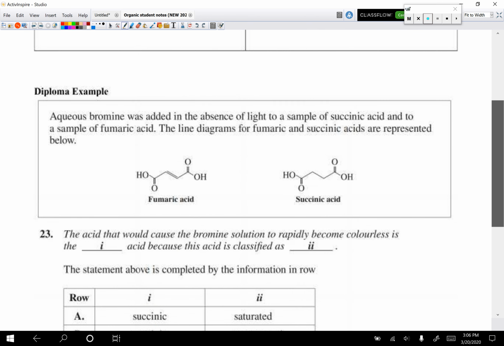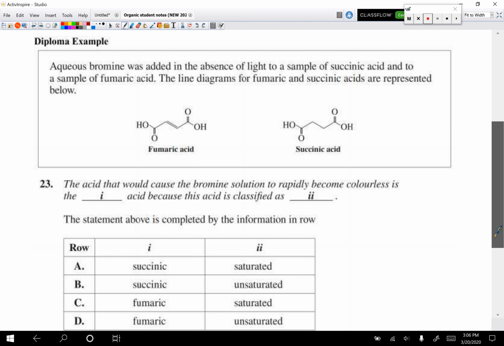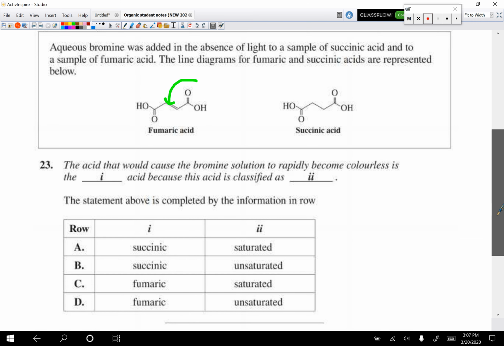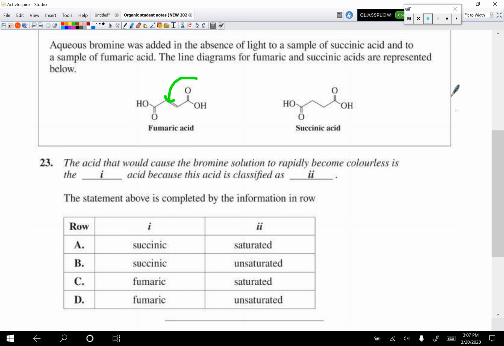All right. Now we have right here, so this is an old diploma example that has the whole idea about testing for unsaturation, because we see our double bond right here. So I'll let you guys read this on your own, answer the question, and you get a chance to pause this video, read it, answer on your own, and I'll put the answer up now in 3, 2, 1, and boom, there's the answer, D. So you can tell the fumaric acid here has that double bond, so it is unsaturated, so that will cause the bromine solution to rapidly become colorless, and of course it is classified as unsaturated.